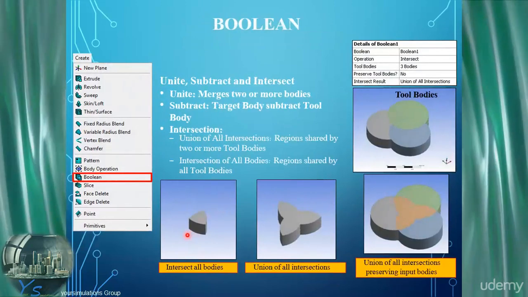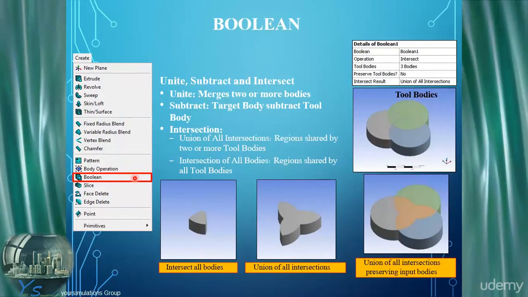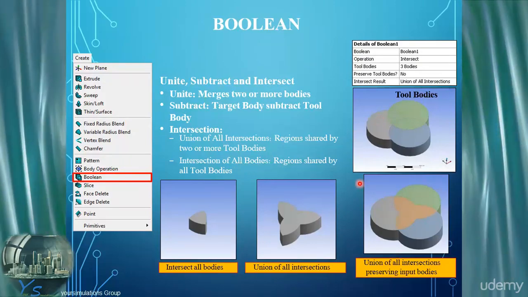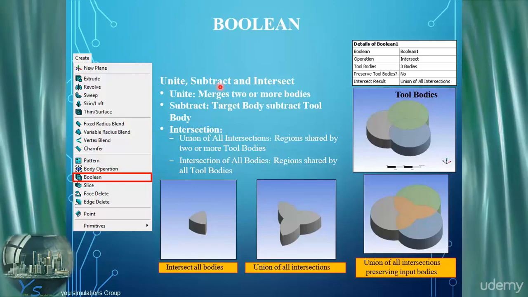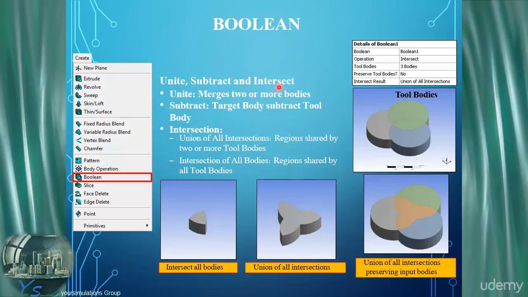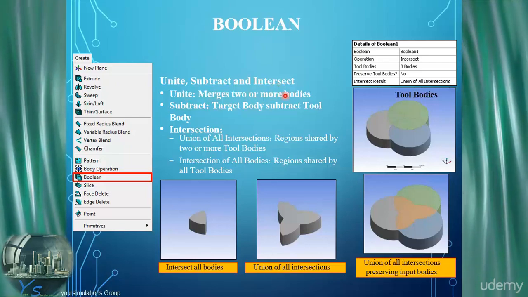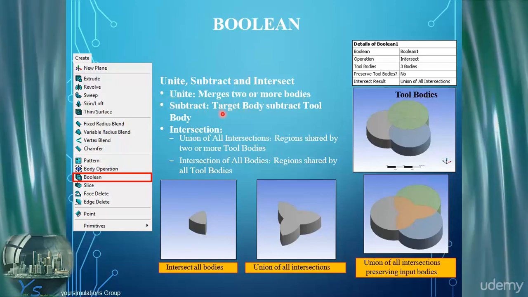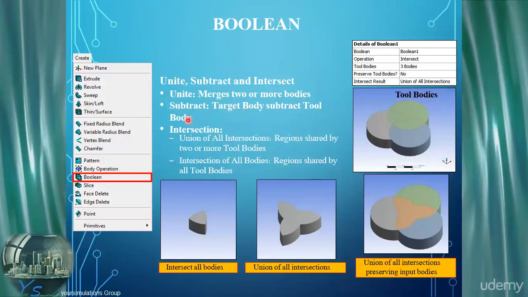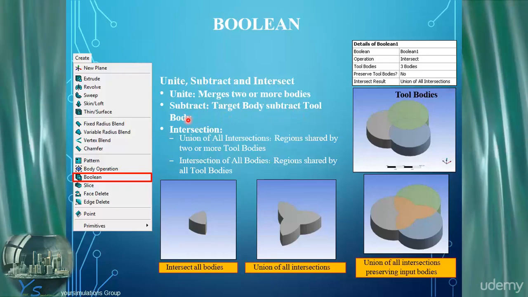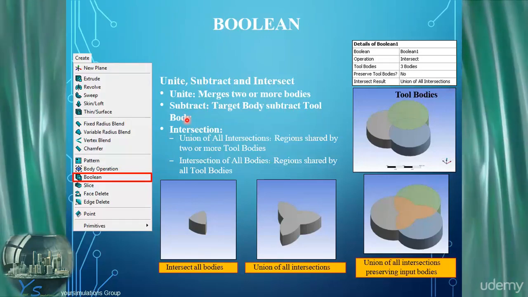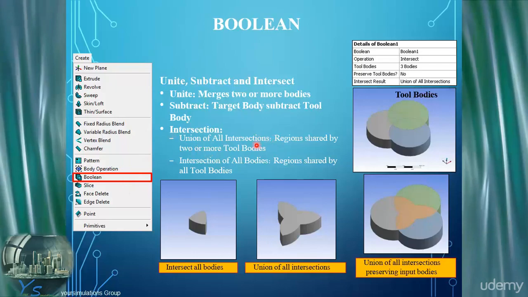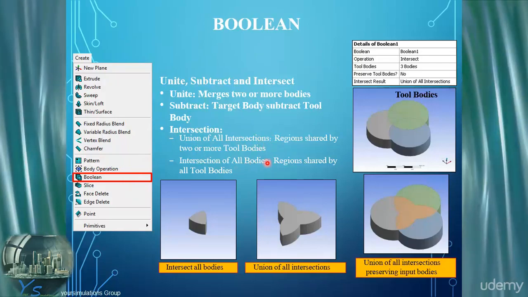Next we move on to the Boolean operations underneath body operations, and this contains some important tools for Boolean operations. Unite, subtract and intersect being some of the core tools. So unite will simply merge 2 or more bodies together and bring them together into one body. Subtract will subtract a tool body from a target body, to be left with the remainder of the target body. And we can also perform intersection as well, and there's some options under the intersection tool, as a union of all intersections and intersections of all bodies.